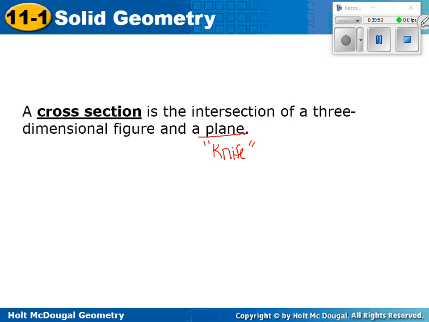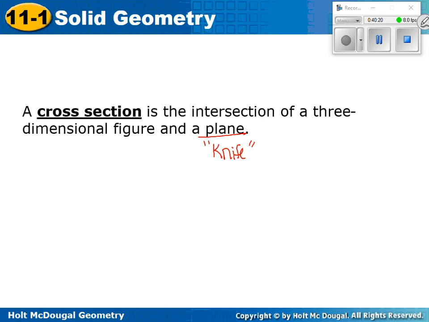So if I take this three-dimensional figure and I were to take a knife and slice my three-dimensional figure so that it's parallel to the base, I slice it horizontally here. If I open it up and look at it, it should look just like the base does. So what shape would that two-dimensional figure be if I open it up and look at it? A square.